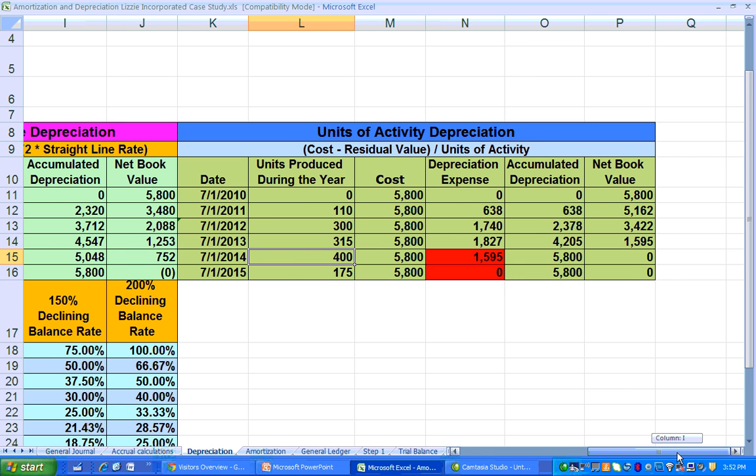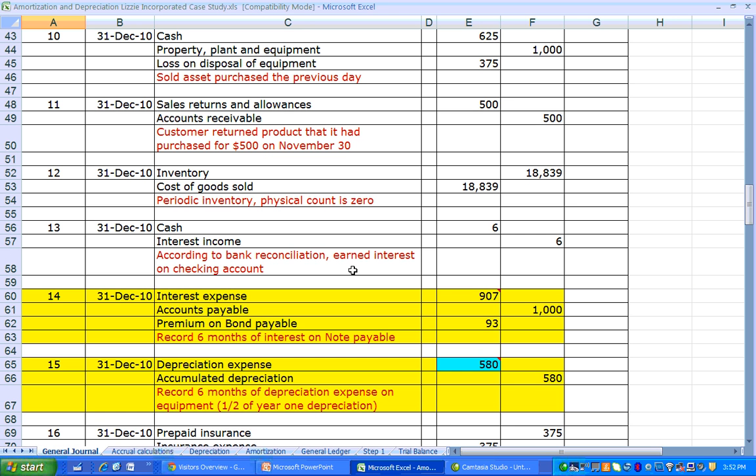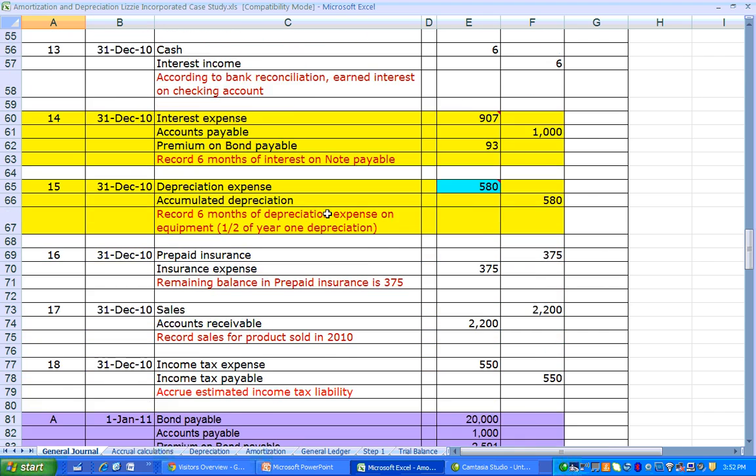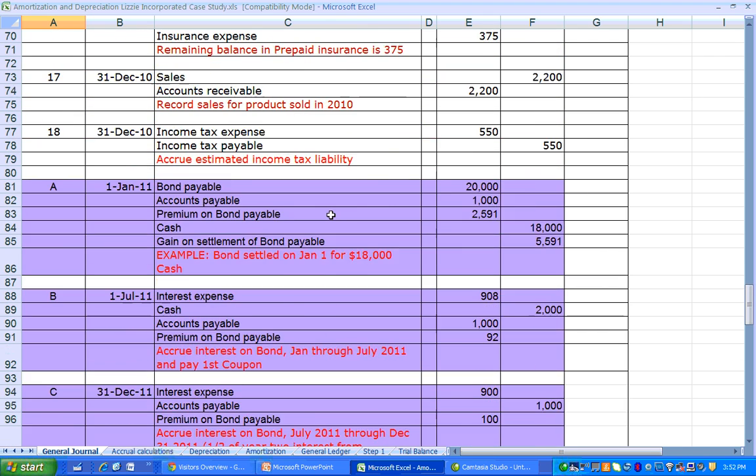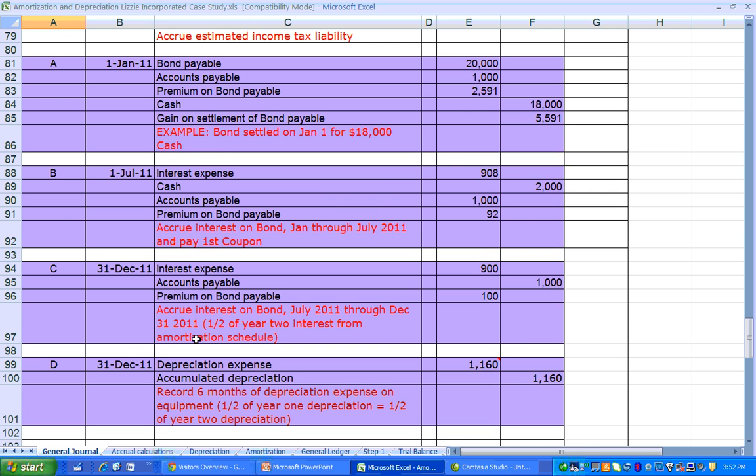So one other thing I wanted to deal with in the general journal, and I've done this down in, I've put it, these are in purple. I've recorded the depreciation expense for 2011, so this is an additional year. This is using the straight line rate, and you notice we take a half a year of year one depreciation and a half year of year two depreciation. In this case, they happen to be the same amount. So we add those two together and we record an additional year of depreciation.